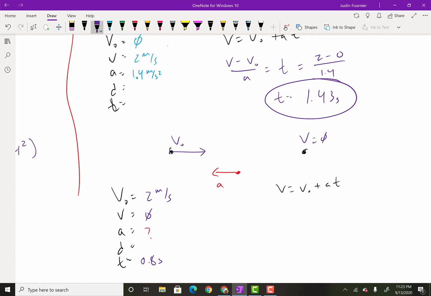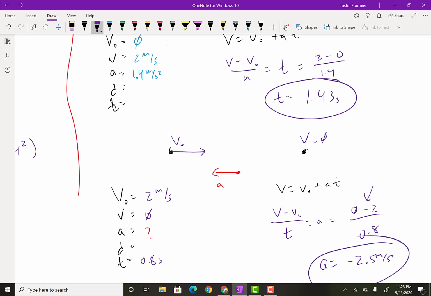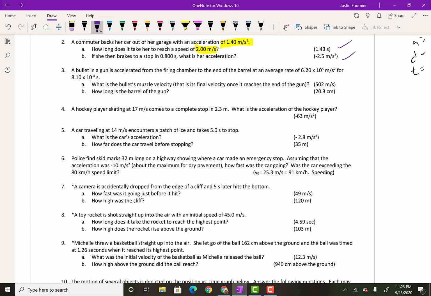But this time, to get the acceleration, I'm going to isolate a. So v minus v naught over t equals the acceleration. v is 0, v naught is 2, divided by the time, which is 0.8. So 2 divided by 0.8 is 2.5. So the acceleration here is, and it's negative by the way, because it's 0 minus 2, negative 2.5 meters per second squared. Is that what I get? Negative 2.5. Nailed it.